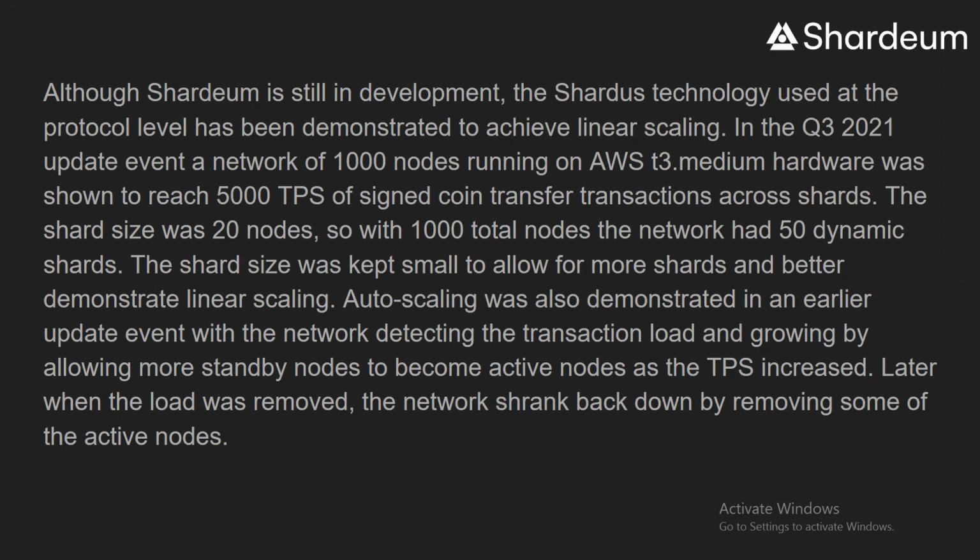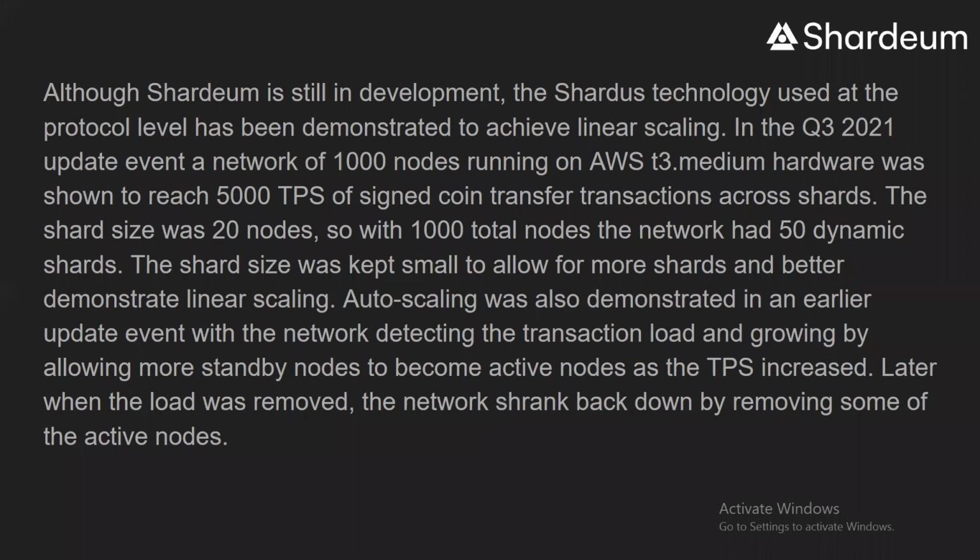So what they have done is they have taken an AWS T3 server which has 1000 nodes running on it. It just required minimum hardware. They have tested with this and they have reached 5000 transactions per second.